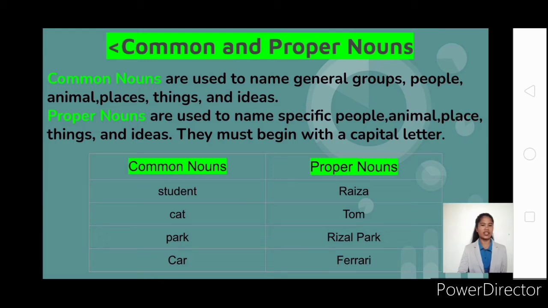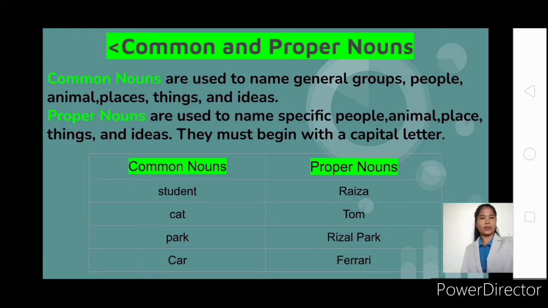Common nouns are the general name of a person, an animal, a place, or a thing. The proper nouns are the specific name of a person, an animal, a place, or a thing. So, student, its proper noun is Riza. Cat, and the proper noun is Tom. Park, the proper noun is Rizal Park. Car, the proper noun is Ferrari.